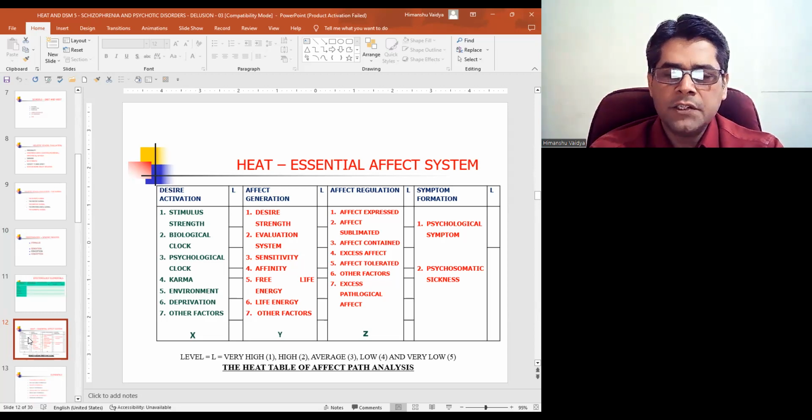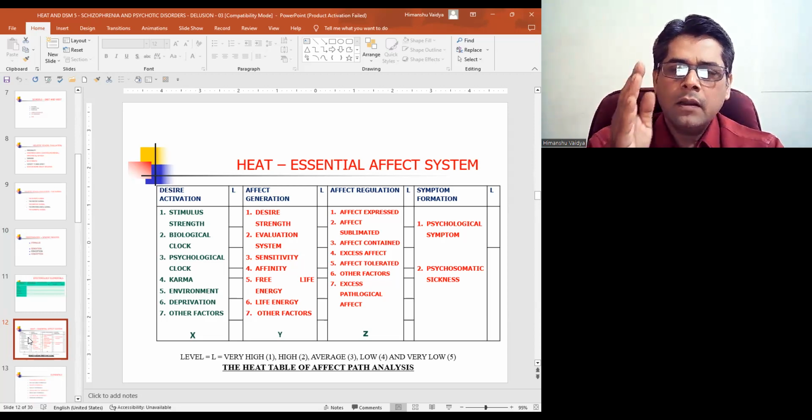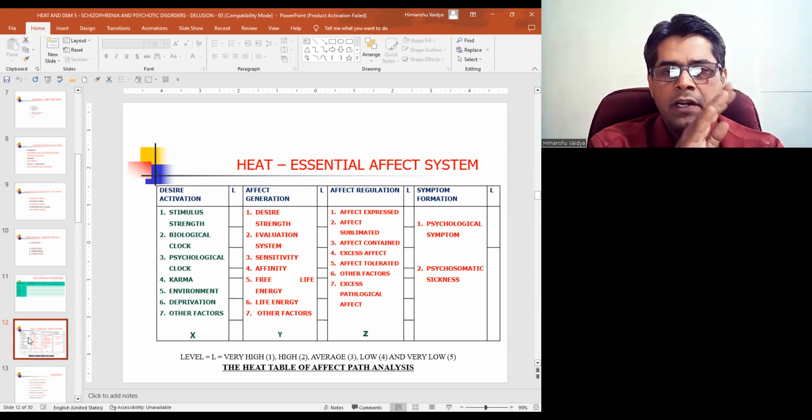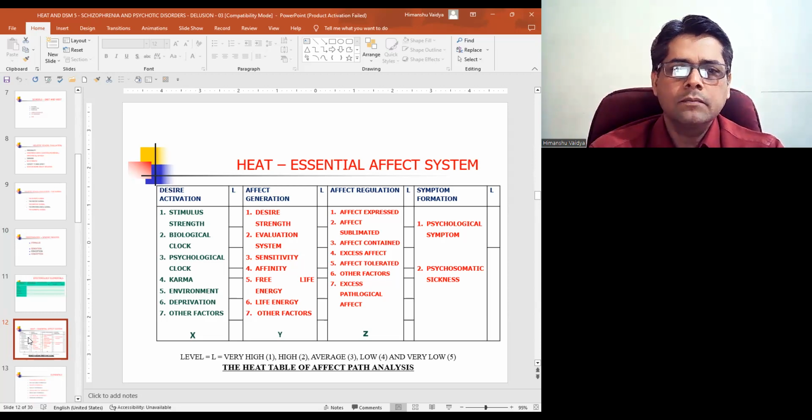We then come to the essential affect system in HEAT. So we look at the epistemological side, the cognitive side, and the affective side to find which elements are off track and then to address them in therapy and self-work.